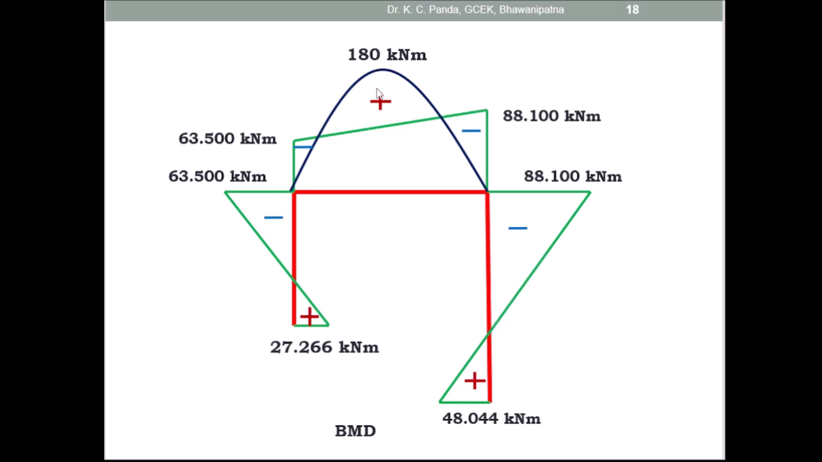Then you can find out the maximum positive moment here, because here this is 63.5 and this is 88.100. Draw one line here and take one ordinate here. Find the ordinate by taking similar triangles, this is one triangle and this is another triangle. After knowing this ordinate, the total ordinate becomes this ordinate plus 63.500. Then 180 minus this total ordinate gives the maximum positive moment here. So this is the complete bending moment diagram of the sway frame.